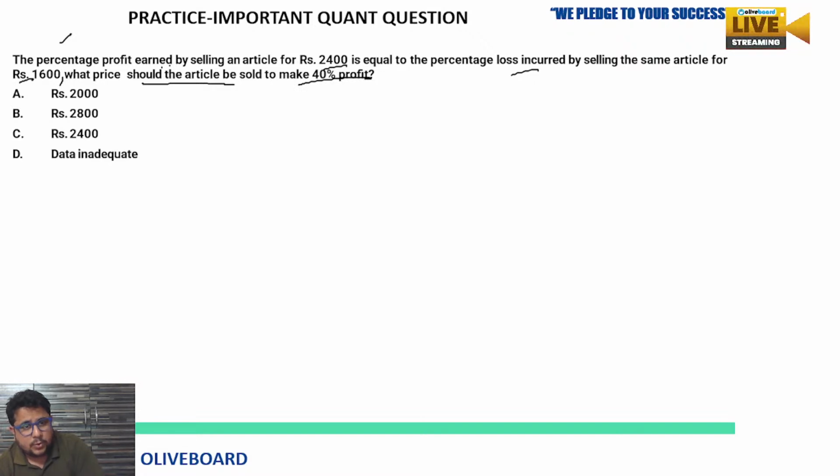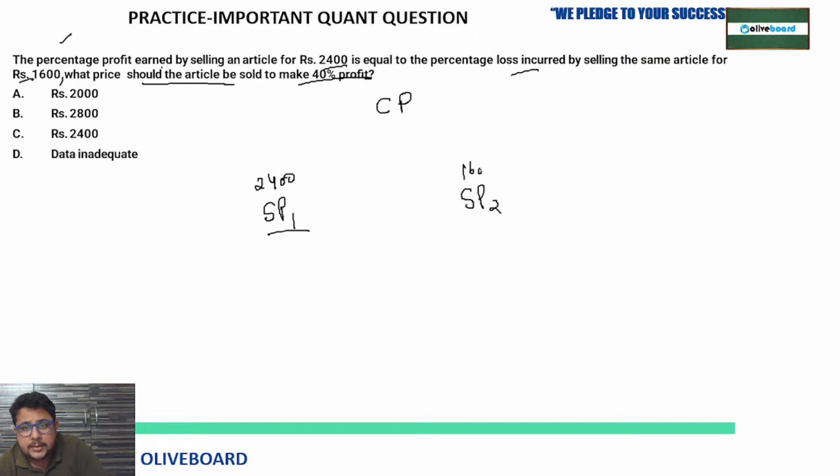So what are they saying? Profit earned by selling the article for rupees SP1, that is 2400, I can write here, is equal to the percentage loss. Here I can say this is the cost price, now this is SP2, where I am selling the same article for rupees 1600. So here the profit and loss are equal. Are you getting my point? What profit I am getting here and what loss I am getting here, that is equal. P is equal to L. That you have to understand.